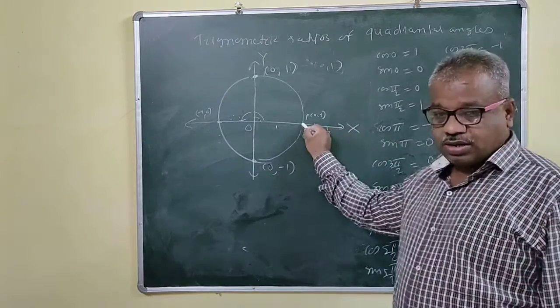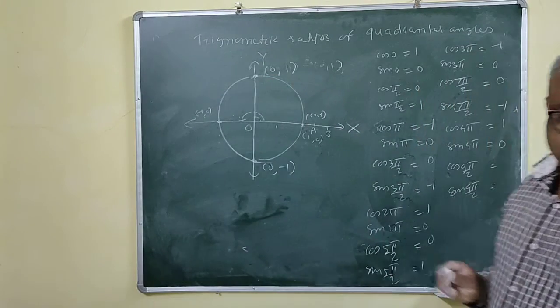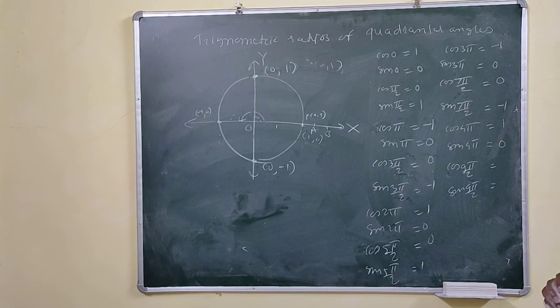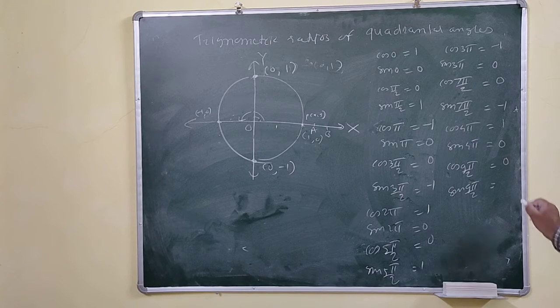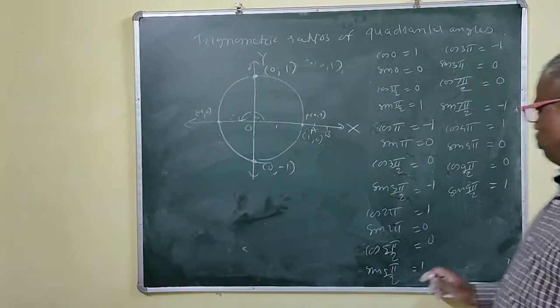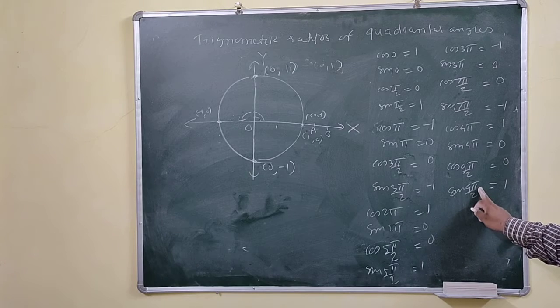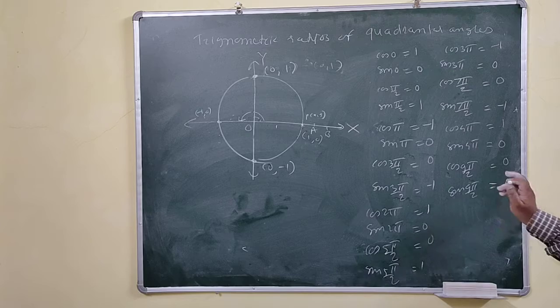So where are you here? You added pi by 2, so you will be here now. So what is it then? 0 is the value of cos. So cos 9 pi by 2 is 0, and sin 9 pi by 2 is 1. Right? Now again add pi by 2 then. So what is your pi by 2? If you add pi by 2, then this is what? 10 pi by 2, that is 5 pi. Right?